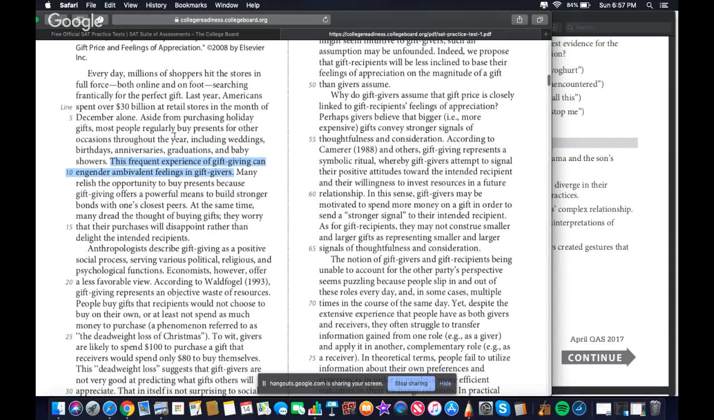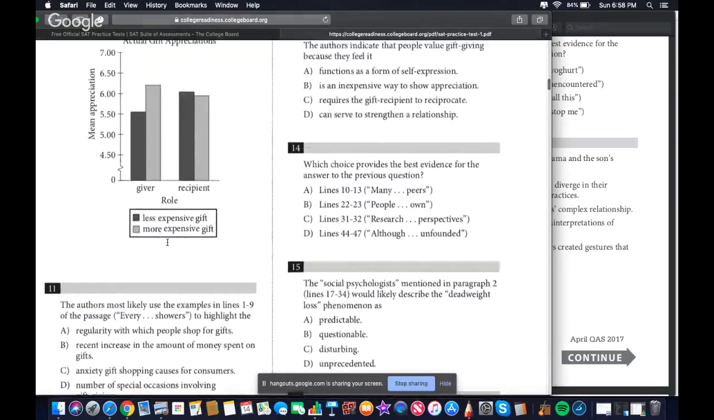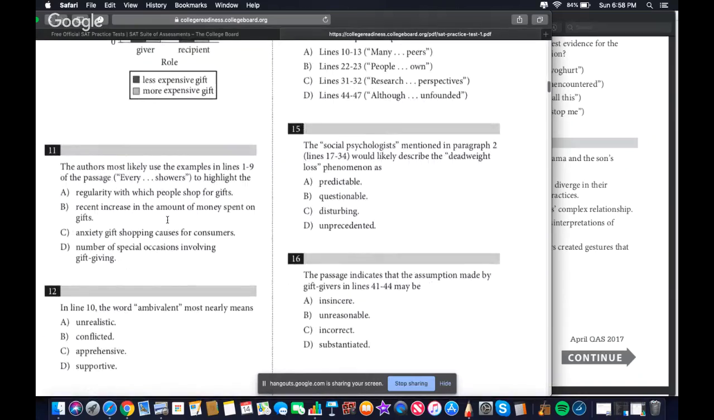Now, look, they mention a bunch of holidays up here, right? And all the money people spend, and people do this all the time, right? People all the time pick this one because they mention all these holidays. But this frequent experience of gift giving maps on perfectly to A. You could be stuck between the two of them. You could easily think that this is right if you focused on lines 1 through 9.